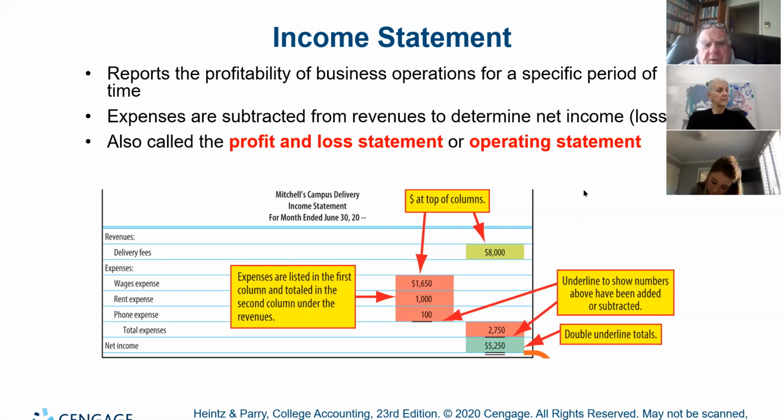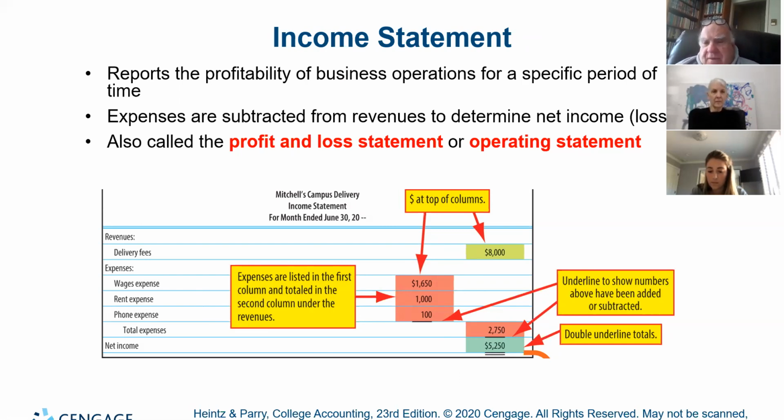So here's a very simple income statement. This man had $8,000 in revenues. He had a total of 2,750 in expenses. And he had a profit of 5,250. Boy, that's some profit, huh? That's almost 70%. That's a pretty good return. Those expenses are detailed by wages expense, rent expense, and phone. They put them in here in numerical order.